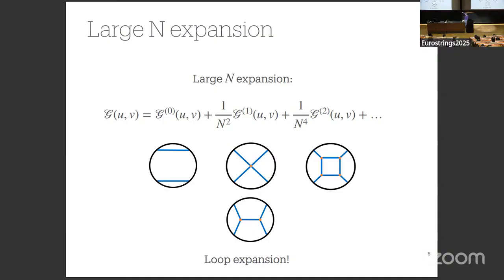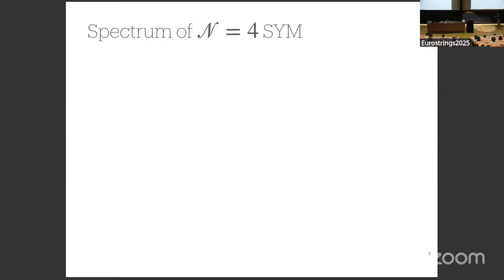So here you see that there is the disconnected part. This is what I will denote as the tree-level part. So the 1 over n squared is what I call tree-level, and then you see that here there is a loop, then there will be 2 loops, and so on and so forth. This is why I'm referring to that as the loop expansion.